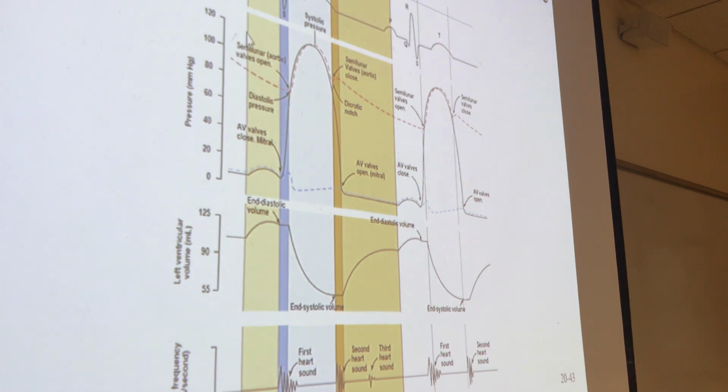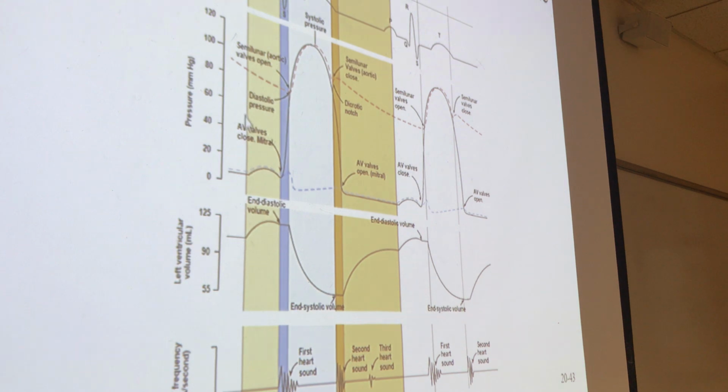Now, what else do we see? Well, we should see the atria contract, right? Because we're seeing blood moving from the left atrium to the left ventricle. So we should see the left atrium contract, and we should be able to measure it by the pressure change. And that's what we see here.